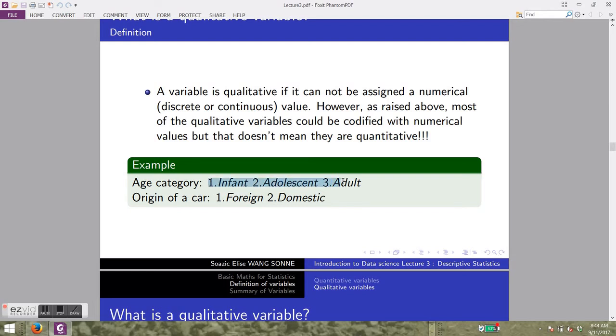And then you have the origin of a car. For instance, I can ask you guys, do you have a car, and what is the origin of your car? And for people having a car, they have 2 categories, or 2 sets of answers they can give. Either the car is foreign or the car is a domestic one.